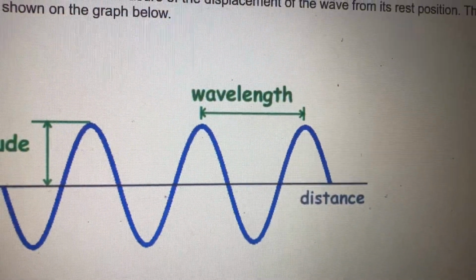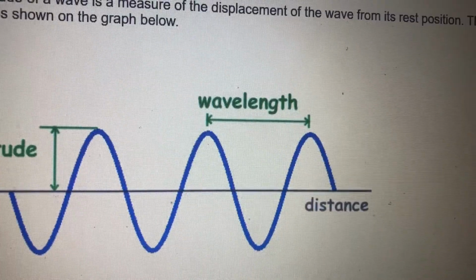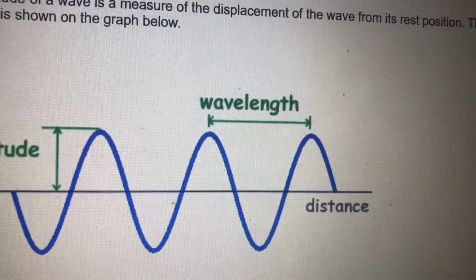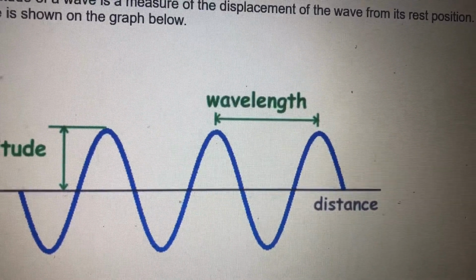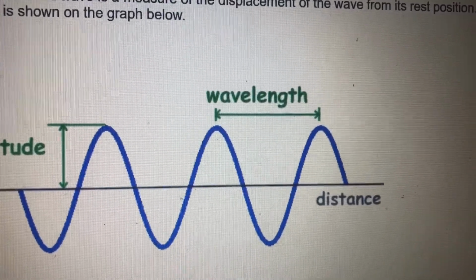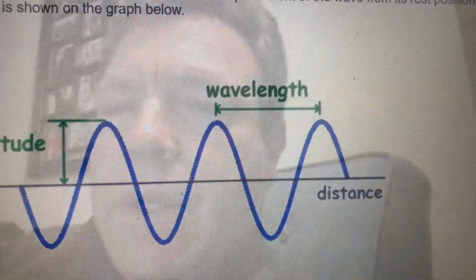It says the wavelength of a wave is the distance between two corresponding points on back-to-back cycles of a wave. This can be measured between two crests of a wave or two troughs of a wave. So let's look at that diagram one more time. You see the wavelength is the measure from one crest to another crest, from one top of a wave to another top. That is the wavelength.